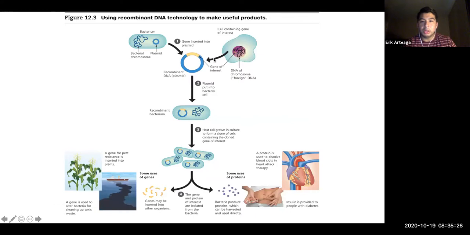Okay, so using recombinant DNA technology, we have multiple uses, right? There's insulin, there's different proteins that can help prevent blood clots and heart attack. We have genes that can break down biochemical wastes or biochemical hazards, right? We have genes that are used to alter our crops, right? We can add different traits from other plants onto desired plants that we want to grow and survive.